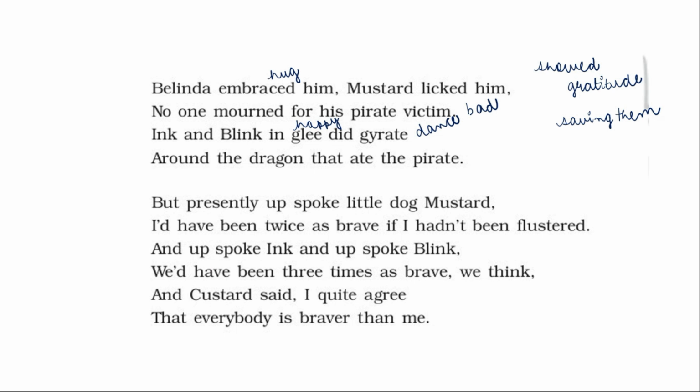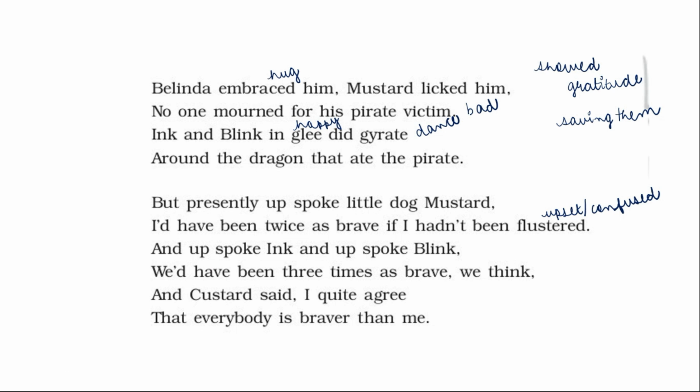I would have been twice as brave if I hadn't been flustered. So flustered means upset or confused. And up spoke Ink and up spoke Blink. We would have been 3 times as brave, we think. And Custard said, I quite agree that everybody is braver than me.